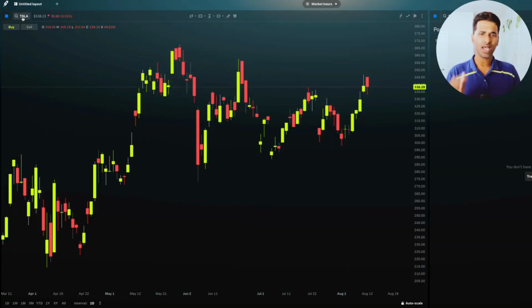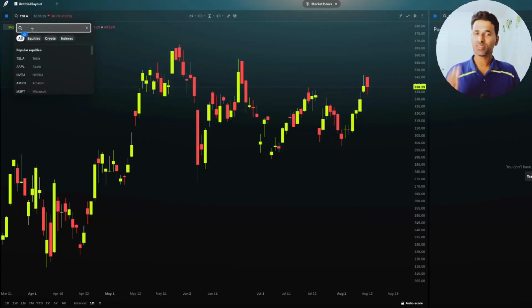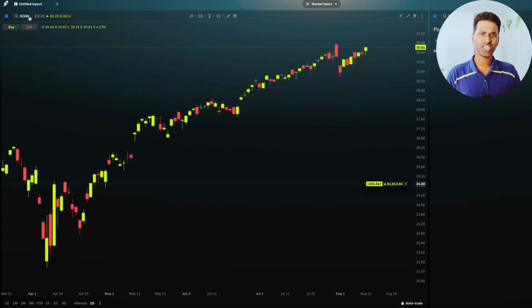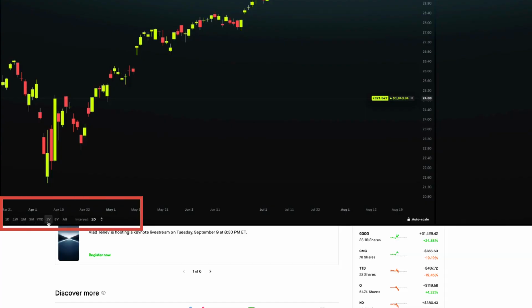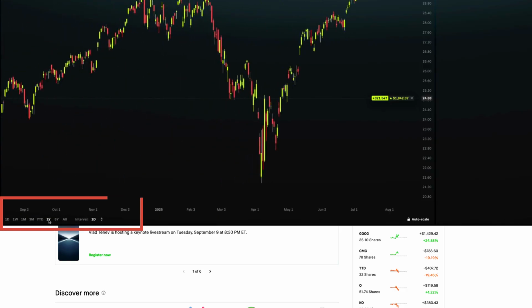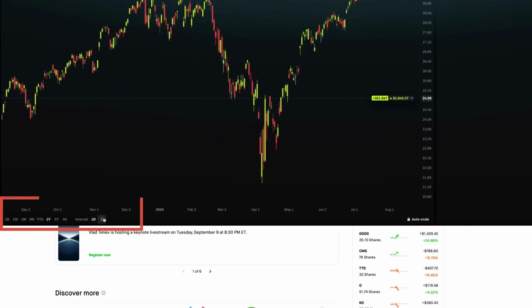For this example, I'm going to use SEHG, the Schwab US Large Cap Growth ETF. I buy SEHG whenever it comes back down to its 200-day EMA. But you can do this with any stock or ETF. On the bottom left of the chart, you'll see two important settings, time frame and the interval. First, set the time frame to 1 year so you can see enough price history to identify trends without the chart being too zoomed out.